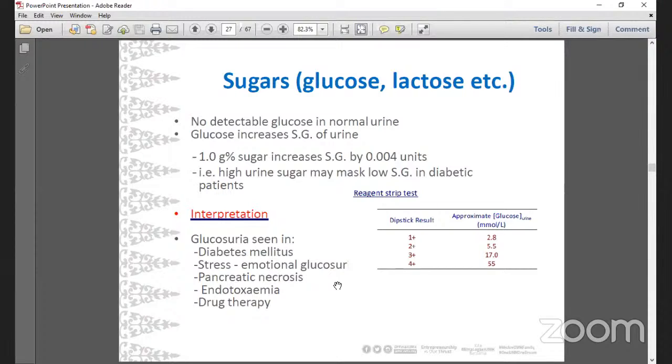And when the animal has endotoxemia, this endotoxemia leads to pancreatitis, which can also lead to pancreatic necrosis and so on. So there will be glucosuria. And the last one, drug therapy, can also cause glucosuria. Okay, next.